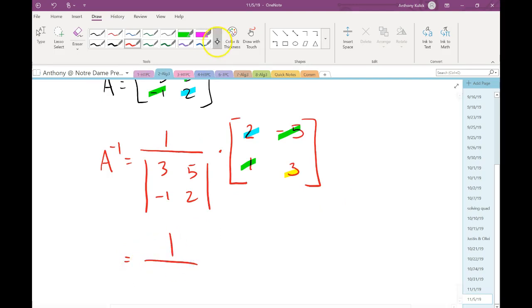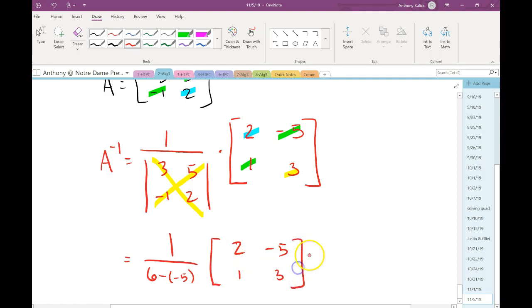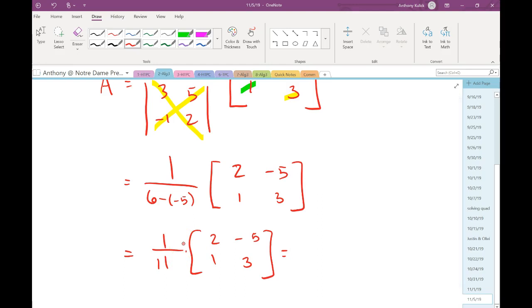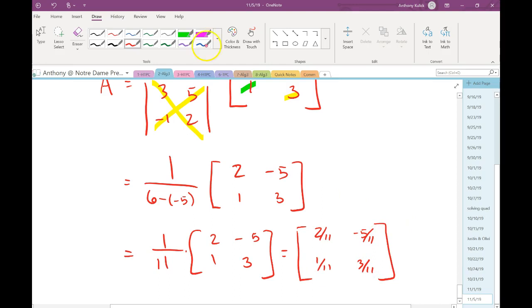Well, I know how to take the determinant. I just multiply my two diagonals and subtract them, right? So that's going to be 6 minus a negative 5. Six minus a negative five is the same thing as 6 plus 5, which is 11. And 1 over 11 times the matrix is just scalar multiplication, right? So when I do that, I get 2 over 11, negative 5 over 11, 1 over 11, and 3 over 11. That is my matrix A inverse.